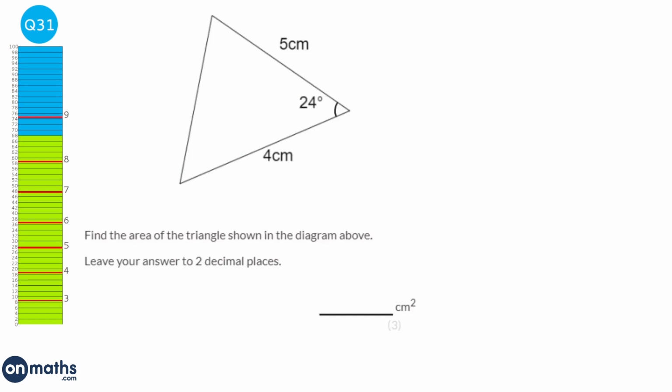If we start by labelling the sides and angles on this triangle, so we can have capital A there, little a, capital B up here, little b, then capital C here and little c.